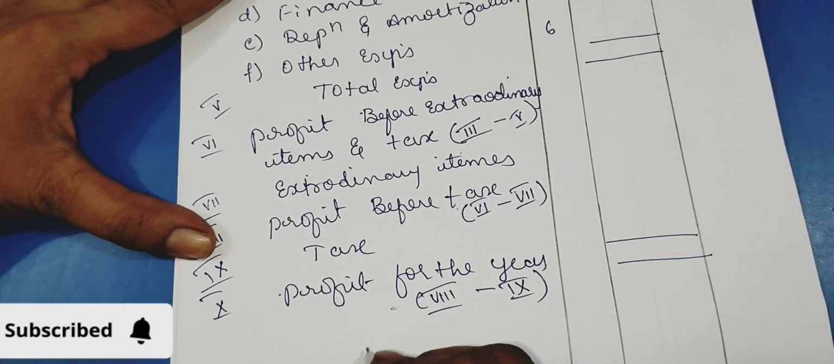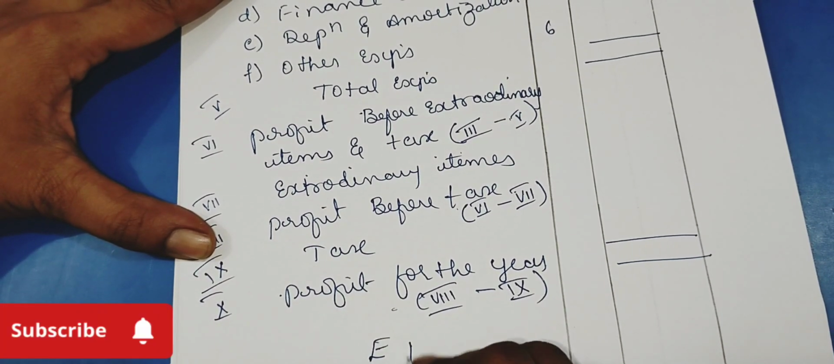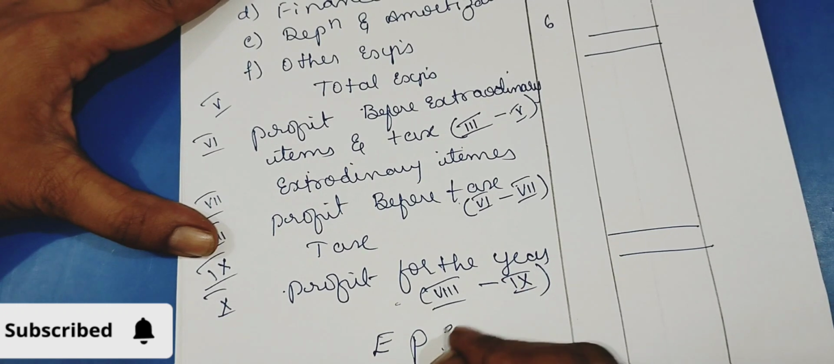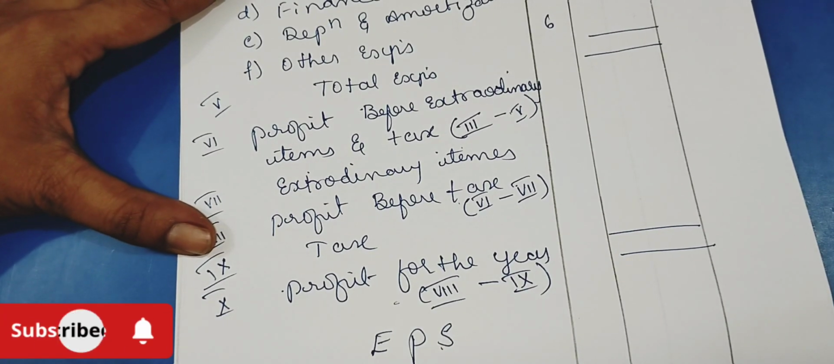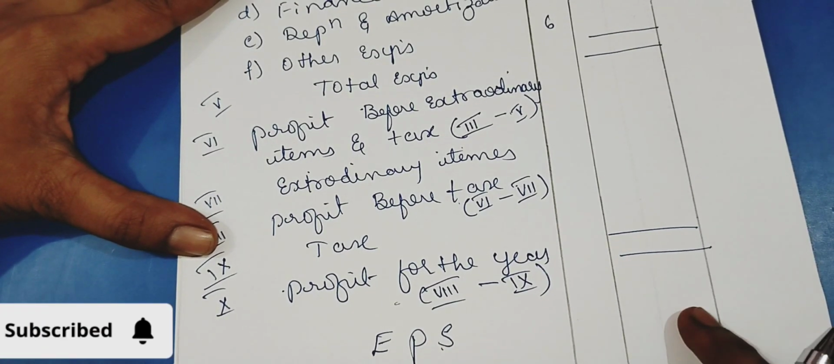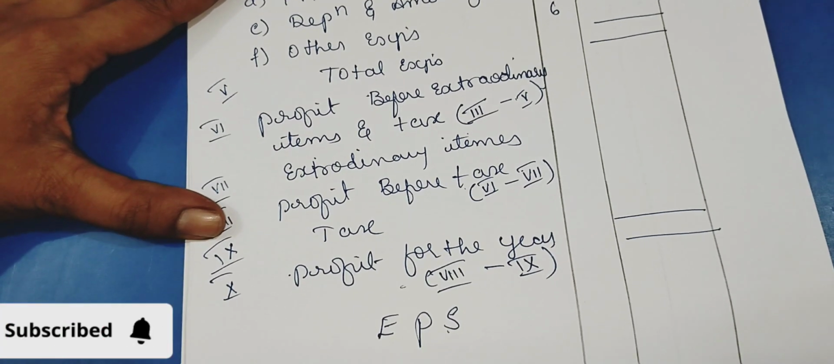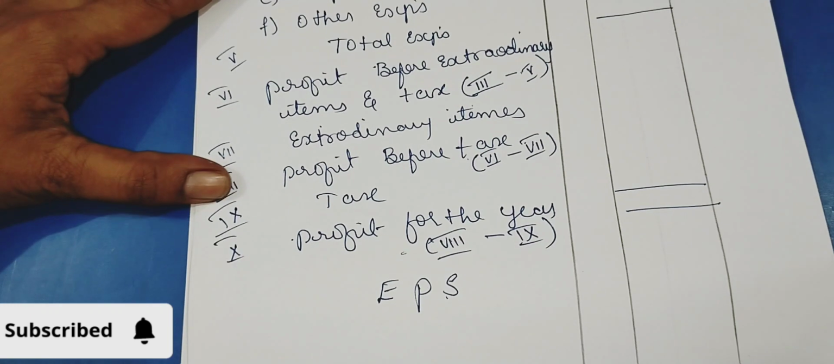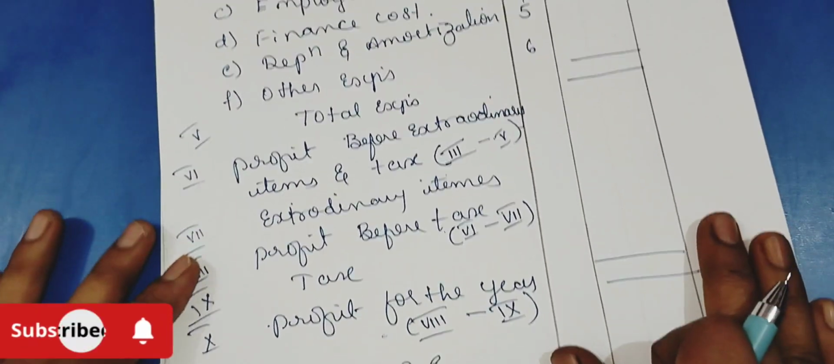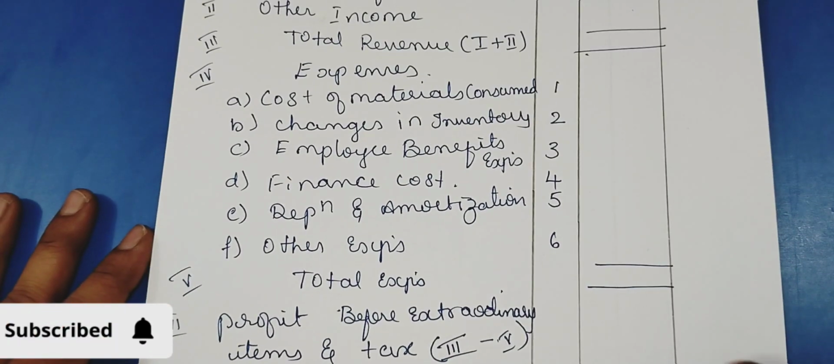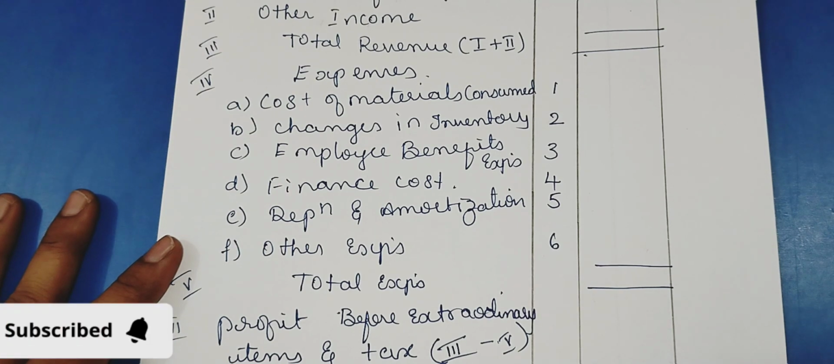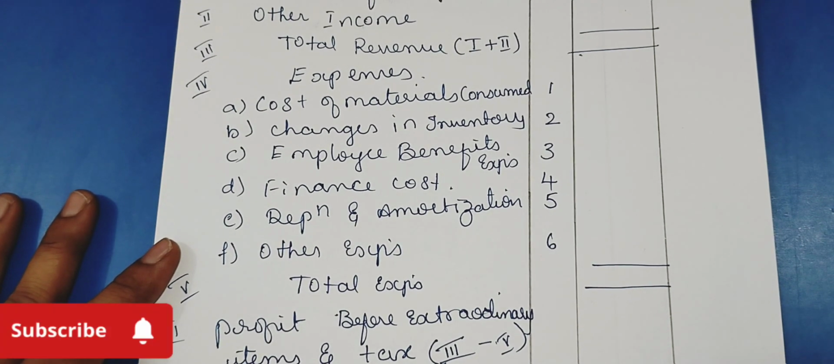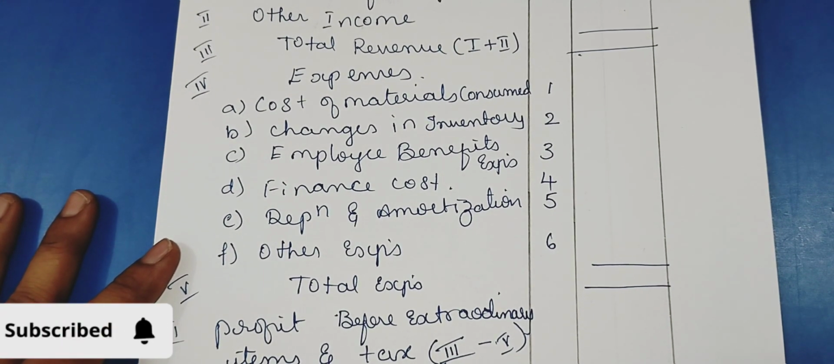Then we are calculating the EPS. From this EPS, it is earnings per share. By taking profit for the year divided by number of shares, we will get EPS, earnings per share. This is the format of the profit and loss account as per the Companies Act 2013, Schedule 3 and Part 2.